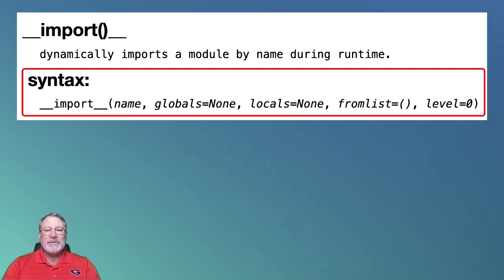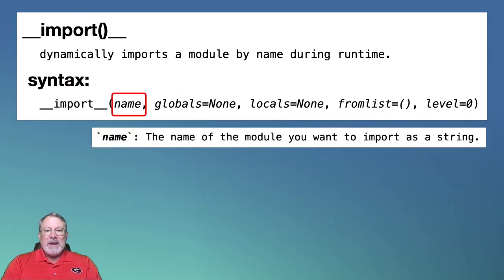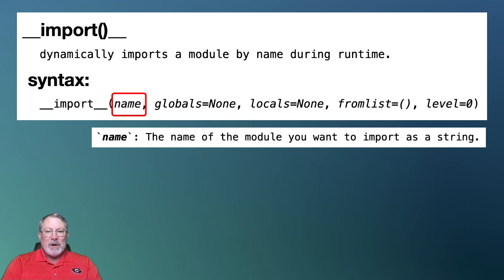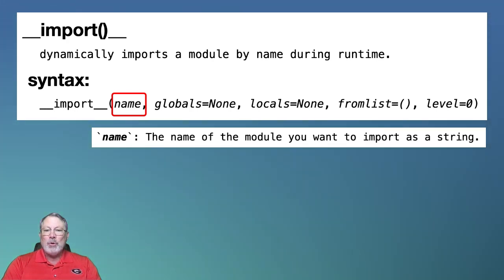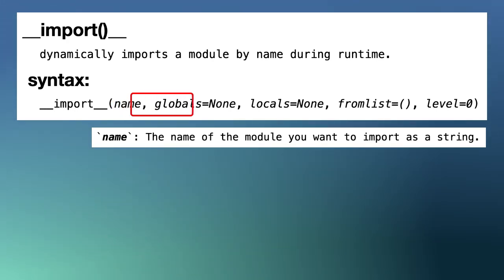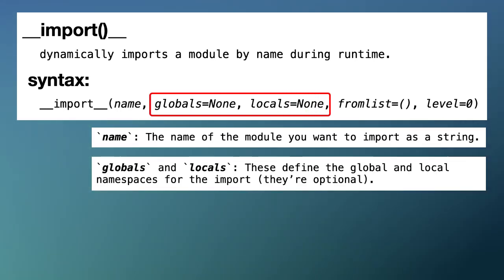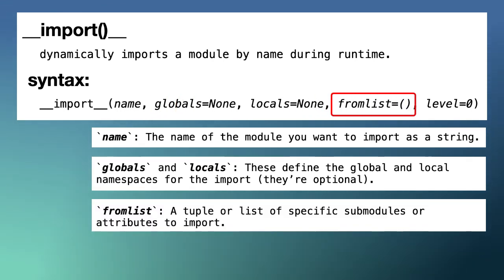Here's the syntax. Let's break it down. The argument name is the name of the module you want to import as a string. Globals and locals define the global and local namespaces for the import. These arguments are optional. The fromlist is a tuple or list of specific submodules or attributes to import.